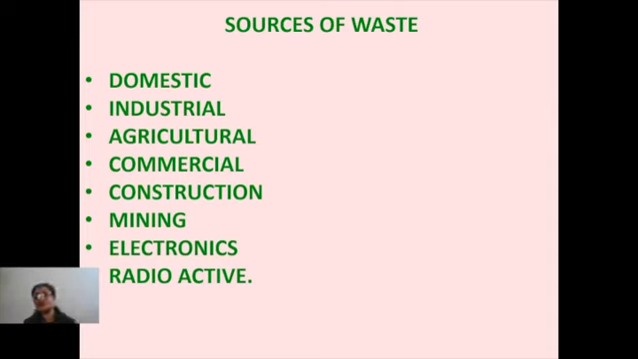Now what are the main sources of waste? The main sources are, number one, household or domestic sources. Number two is industrial. Industrial sites are again a big source of it. Then agricultural fields. Then next is the commercial sector.